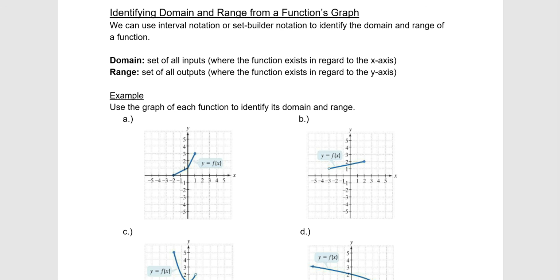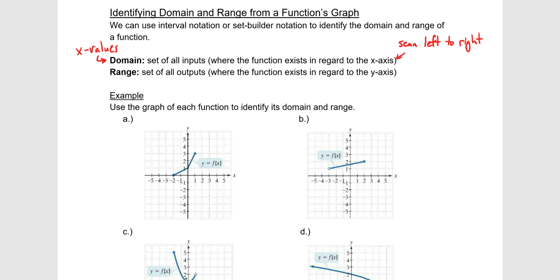We already know that the domain is the set of all the first components in an ordered pair. The first components are the x values. So domain is going to be the set of the x values, or the inputs, and this is going to be where the function exists in regard to the x-axis. Since for interval notation and set builder notation, we go from smaller number to larger number, on the x-axis, to go from smaller to larger, we go from left to right. So we're going to be scanning from left to right to find the domain.